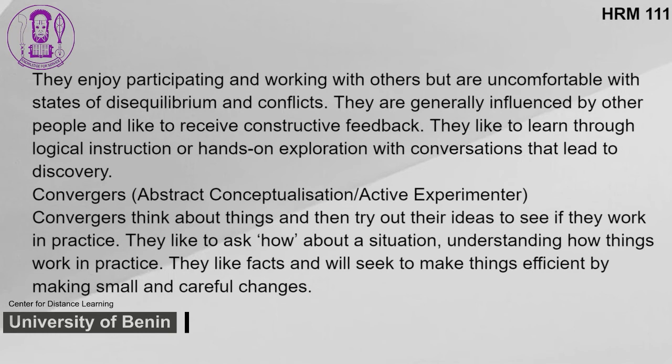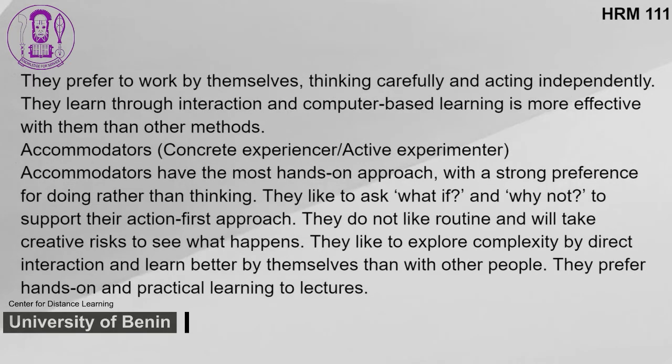Convergers, abstract conceptualization/active experimenter. Convergers think about things and then try out their ideas to see if they work in practice. They like to ask how about a situation, understanding how things work in practice. They like facts and will seek to make things efficient by making small and careful changes. They prefer to work by themselves, thinking carefully and acting independently. They learn through interaction, and computer-based learning is more effective with them than other methods.